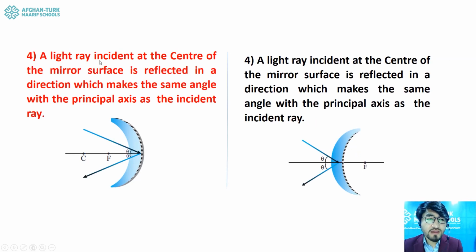Number 4, a light ray incident at the center of the mirror surface is reflected in a direction which makes the same angle with the principal axis as the incident ray. The laws of reflection: the angle of incidence is equal to the angle of reflection. 4, convex mirror: a light ray incident at the center of the mirror surface is reflected in a direction which makes the same angle with the principal axis as the incident ray. The angle of incidence is equal to the angle of reflection.